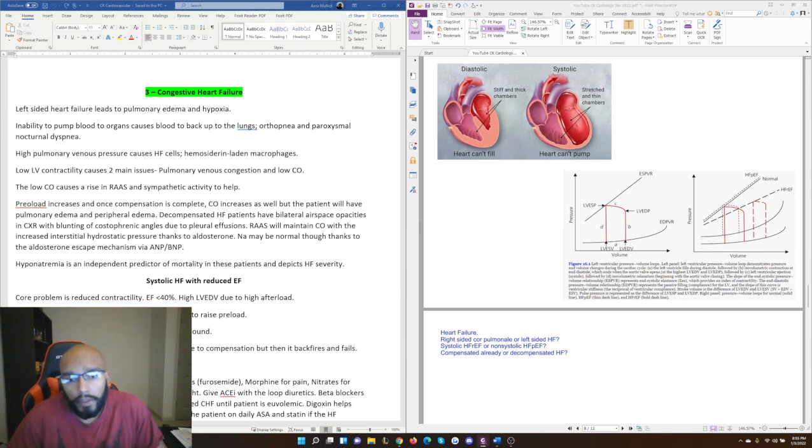Heart failure generally occurs when a structural or functional cardiac disorder impairs ventricular filling or ejection of blood, basically your stroke volume not working so well, leading to a reduced cardiac output and excessive ventricular filling pressures, right?